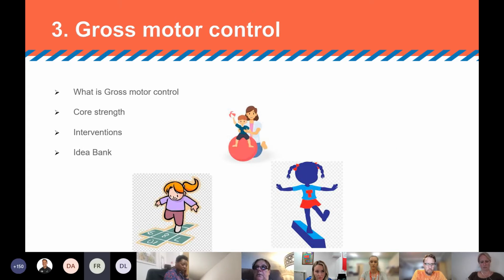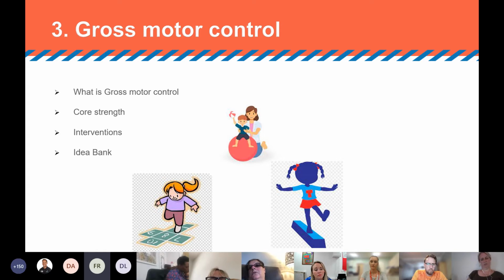The next module is going to be about gross motor control. These are your whole body big movements. So it's going to start off with what is gross motor control. I'm sure Rebecca would explain it a lot better than I would, rather than just big body movements. But it is all about your core strength, the stability of the body.